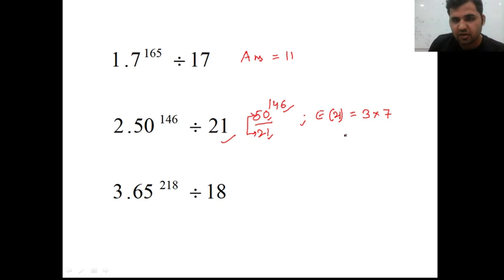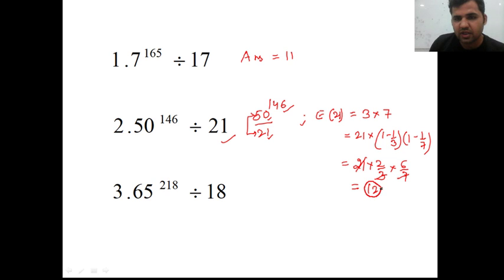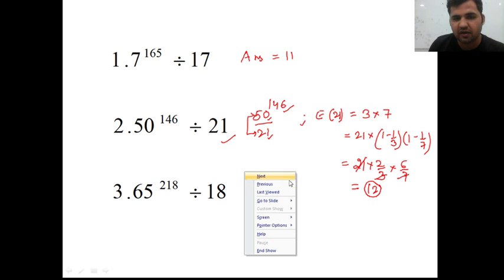So if you want to find out the Euler number of 21, it would be 21 into 1 minus 1 by 3 into 1 minus 1 upon 7. Now this can be written as 21 into 2 by 3 into 1 minus 1 by 7 is 6 by 7. So 7 into 3 is 21, which will get cancelled. So 2 into 6 is 12. So now you get to know the Euler number of 21 is 12, right?